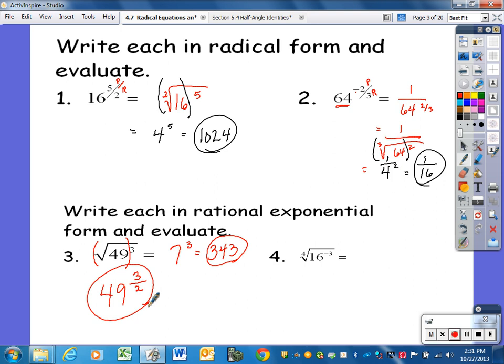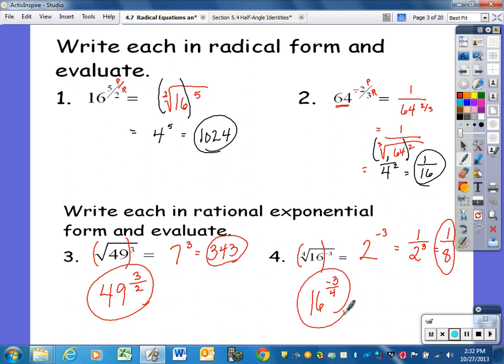Let's do the next one. 4th root of 16 to the negative 3. We would evaluate first. 4th root of 16 is 2 to the negative 3 power. That means reciprocal your base and raise to the positive power. That is 1/8. Rewrite. Base was 16. Power was negative 3 over root was 4.